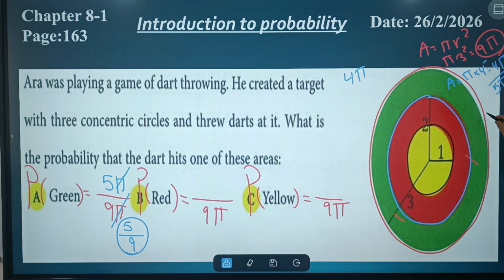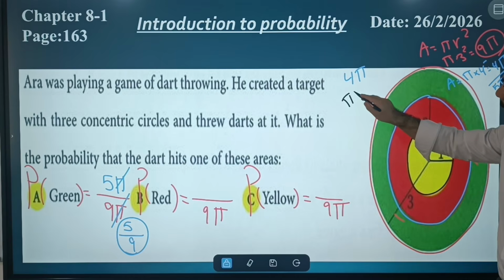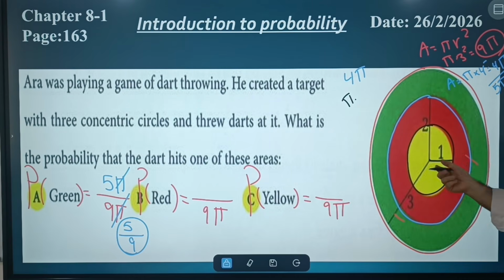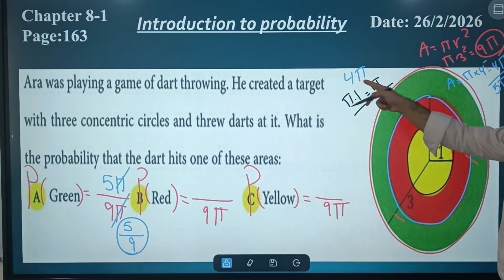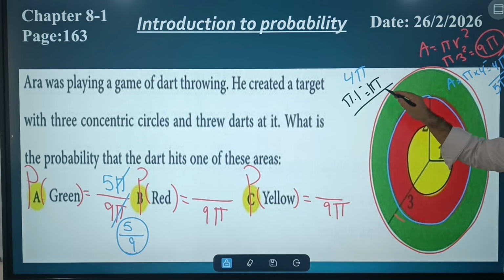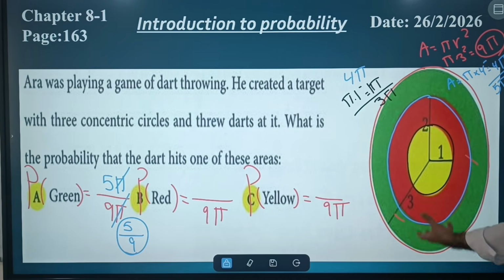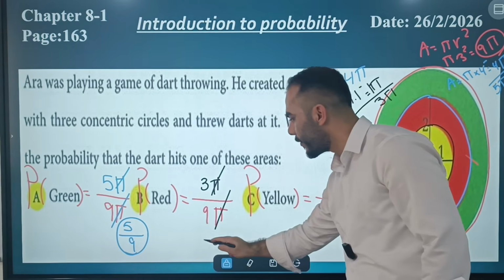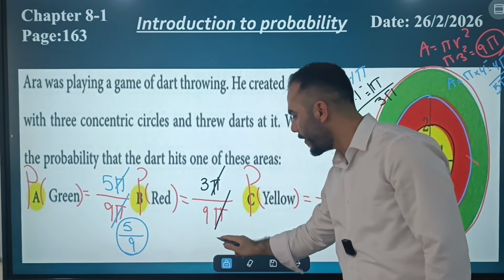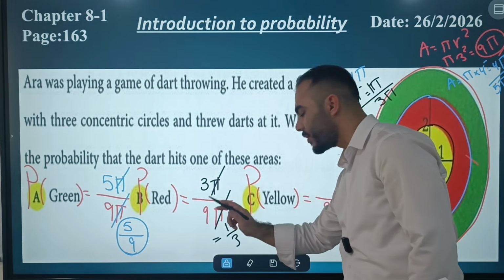So pi times r squared. Its r is 1. 1 squared is 1. So 1 times pi is exactly pi itself. 4 pi minus 1 pi equals 3 pi. So it means that the area remaining for the red part is 3 pi. So 3 pi over 9 pi. If you simplify, pi goes with pi. 3 over 9 equals 1 over 3.